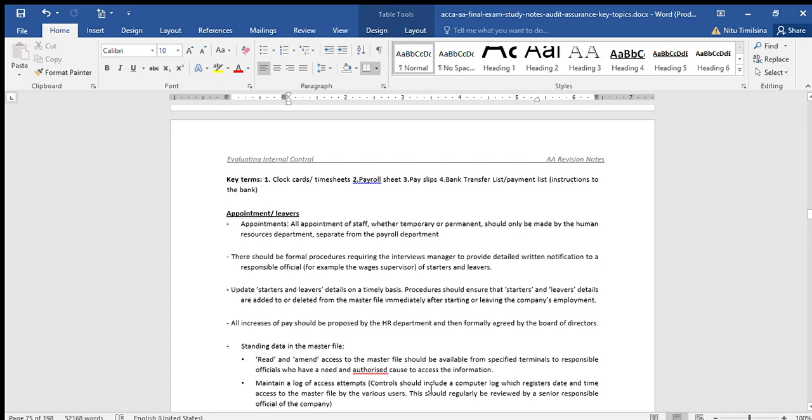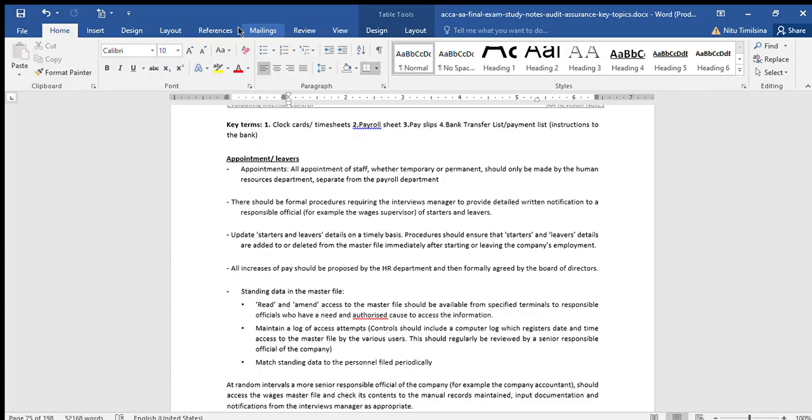So standing data in master file: read and amend access to the master file should be available from specified terminals to responsible officials who have need and authorized access to the information. Maintain a log of accesses or attempts. Control should include a computer log which registers the date and time of access to the master file by various users. This should regularly be reviewed by senior responsible officials of the company.